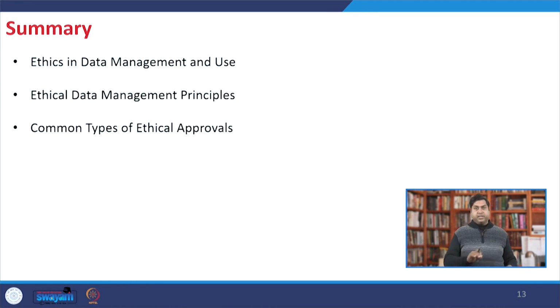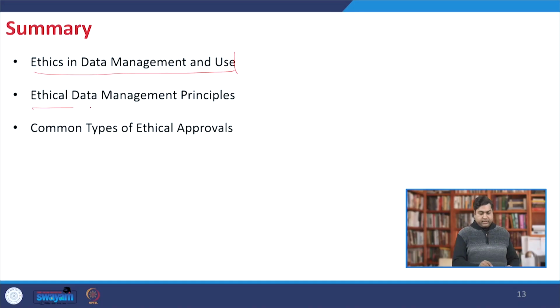So, to summarize this lecture, we understood the importance of ethics and data management for any information that you collect, whether from survey or from experiment. You have to take proper care of that information, starting from collecting, taking consent, managing that data, and what kind of information you can publish. We discussed ethical data management principles, broadly data privacy, accuracy, fairness, etc., to ensure that you are following data ethics. And last but not the least, we discussed the ethical approvals that you require for submitting or presenting your research to the scientific community.